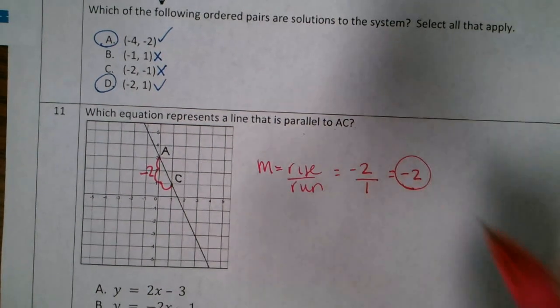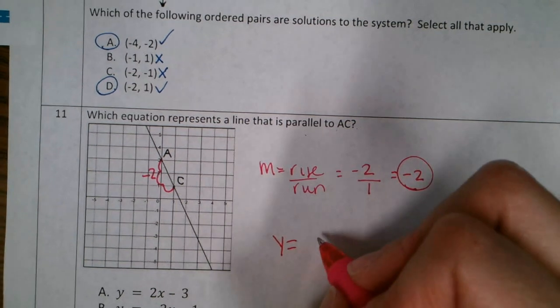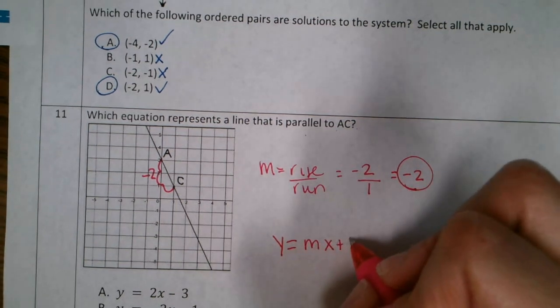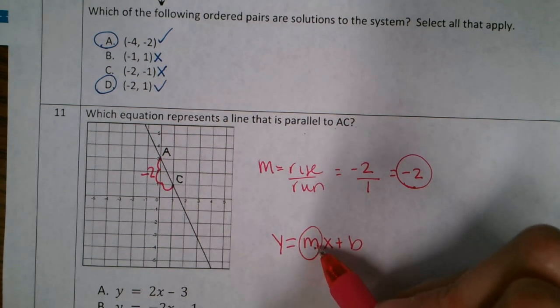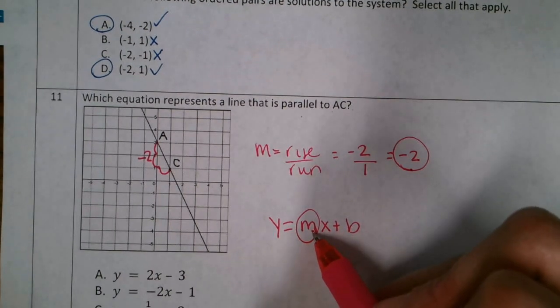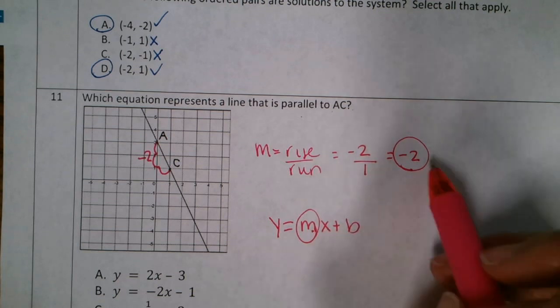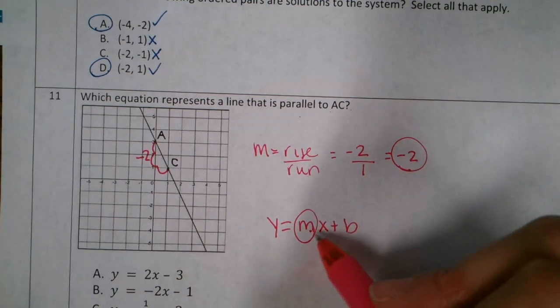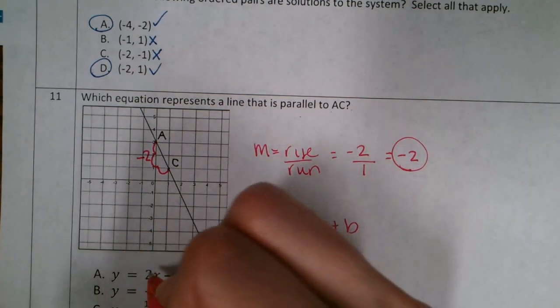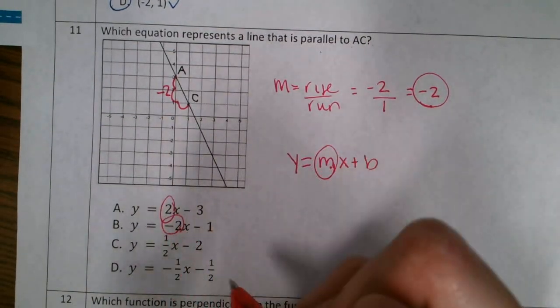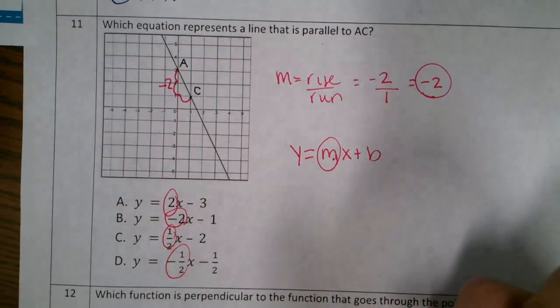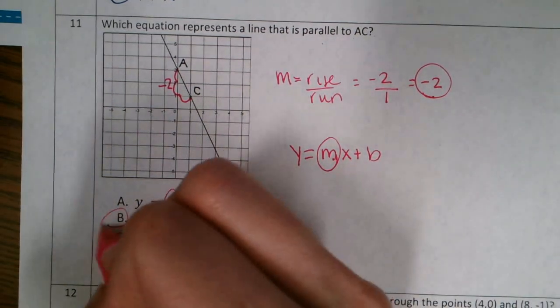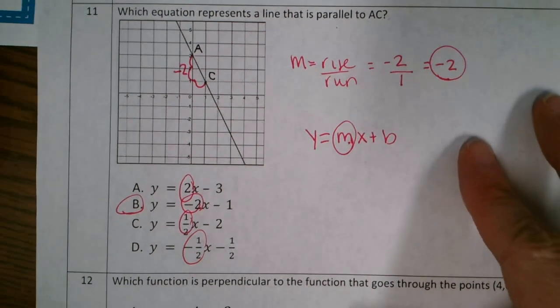This is my slope. When I have an equation in y equals mx plus b form, I'm focusing on the m. The m is the slope. So it's the number that's attached to the x. I need to pick the equation that has an m value of -2. That one's +2. This one's -2. This one's 1/2. And this one's -1/2. So B is the one that has the correct slope.